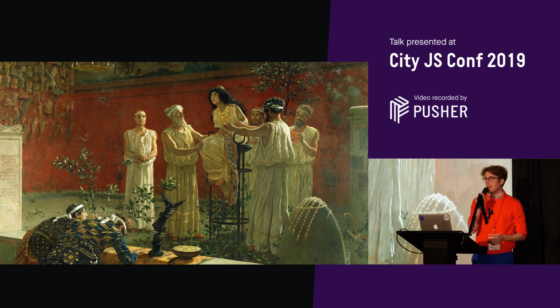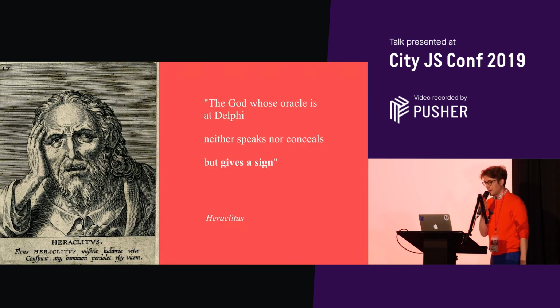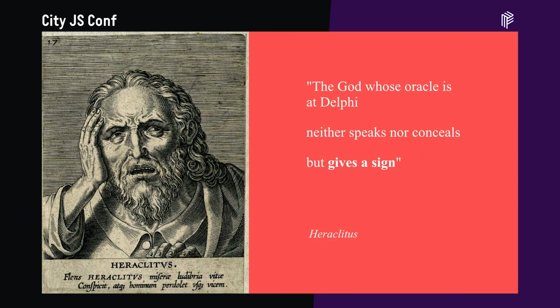There's lots of stories about the Pythia, but one of the key things about her is what the philosopher Heraclitus said, which is that the god whose oracle is at Delphi neither speaks nor conceals, but gives a sign. Okay, what does he mean by that?